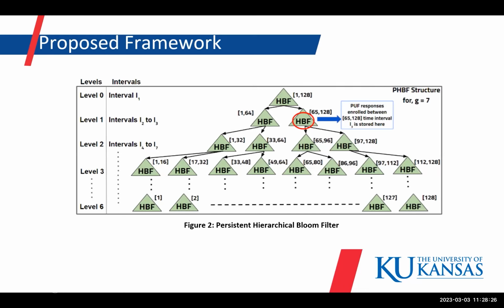And in order to query, we use a DFS to find the canonical cover, or the binary decomposition, of the time range, and query the corresponding hierarchical Bloom filters in these intervals. If at least one hierarchical Bloom filter returns a yes, only then we consider it to be found.